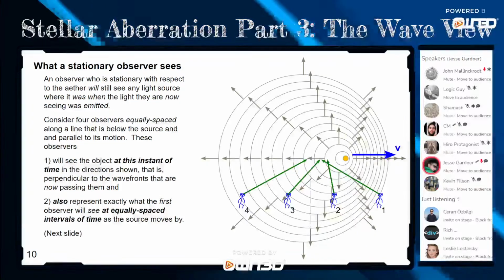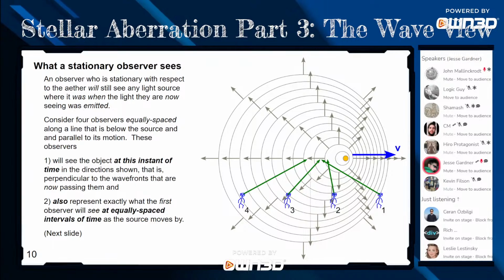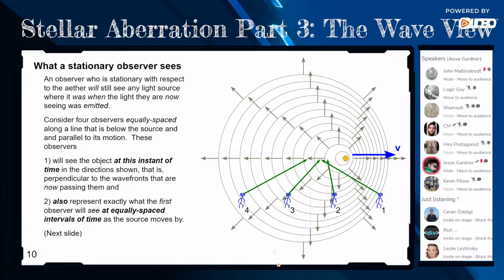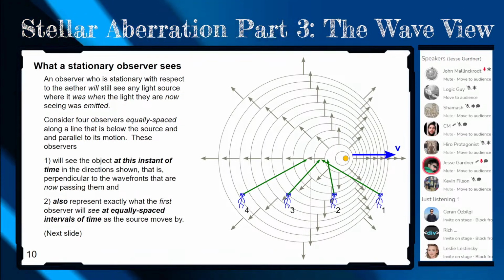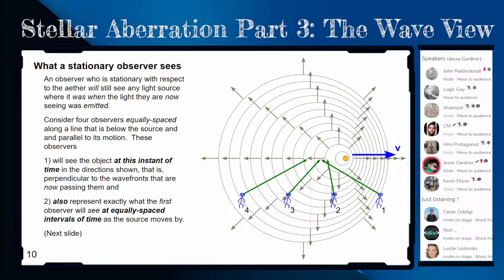So let's move on to slide 10, where I want to get a little more specific about what a stationary observer is going to see. And when I say stationary, of course, I mean, you know what I mean now, stationary with respect to the ether.